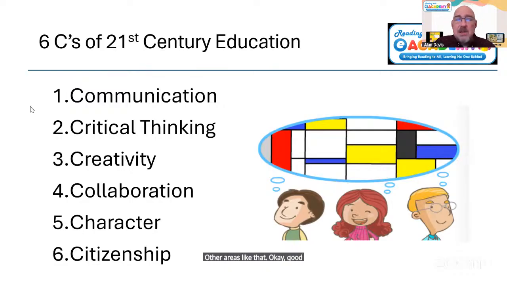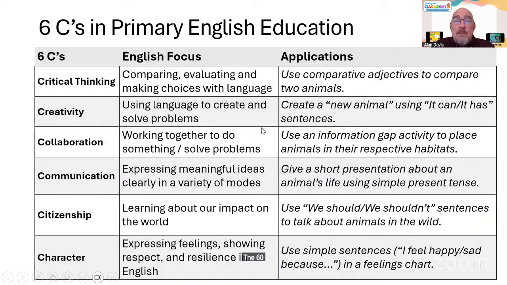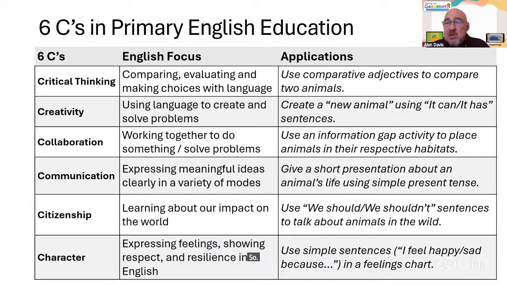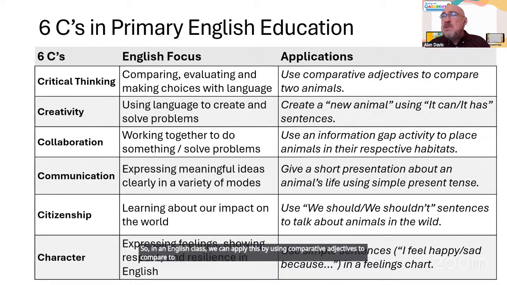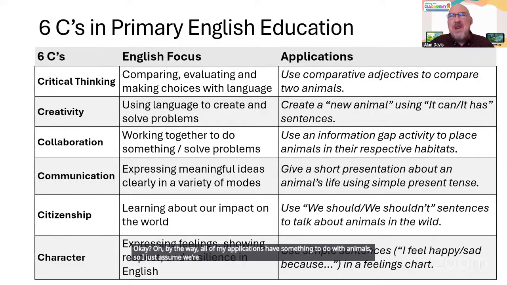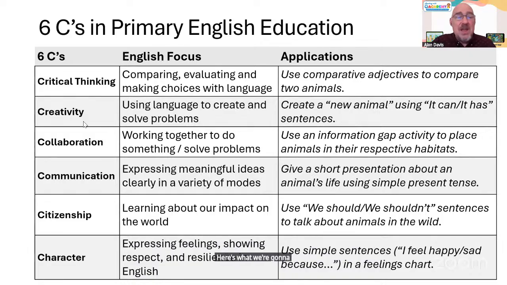Okay, good. So let's now think about it in terms of the 6 C's in primary English education. So critical thinking, like I said, comparing, evaluating, and making choices, but here with language. So in an English class, we can apply this by using comparative adjectives to compare two animals. Which one is fastest? Which one is biggest? Which one is the scariest? Okay. By the way, all of my applications have something to do with animals. So I just assume we're teaching animals this week, and here's what we're going to use it for.